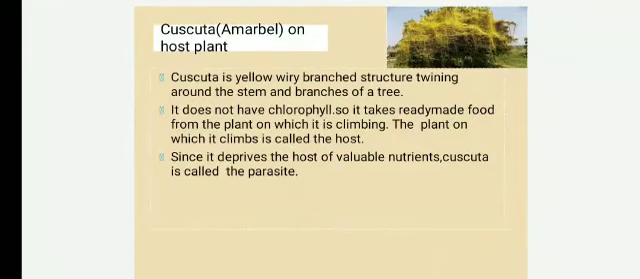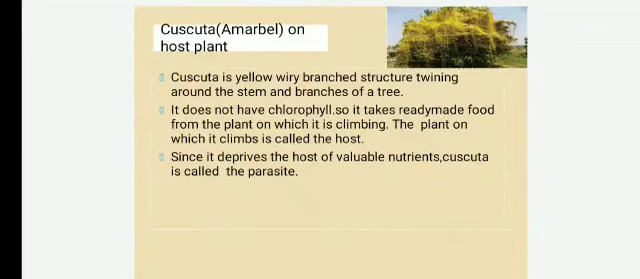It does not have chlorophyll because it does not have green leaves. It does not have green leaves, so it cannot absorb sunlight. That's why it does not have chlorophyll.